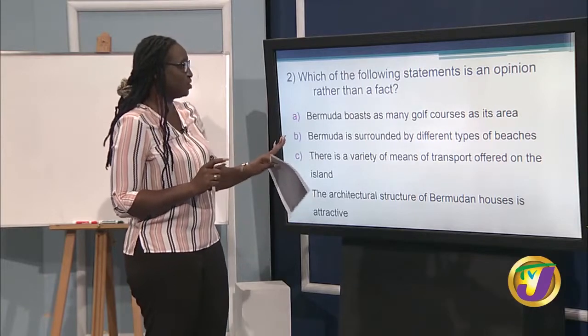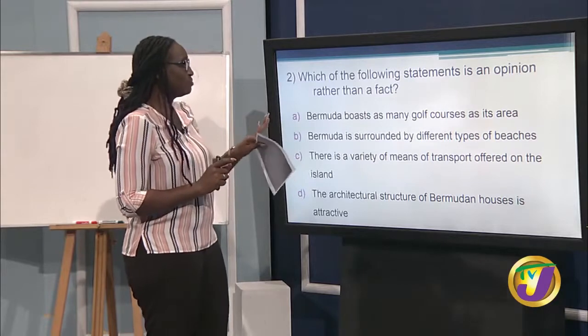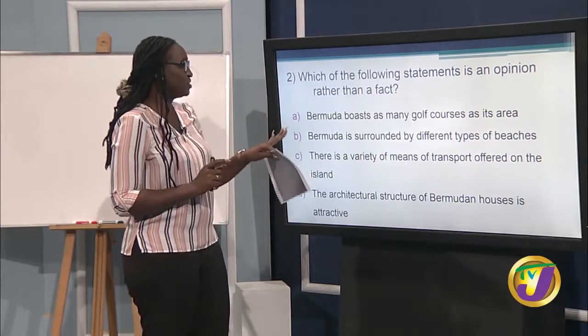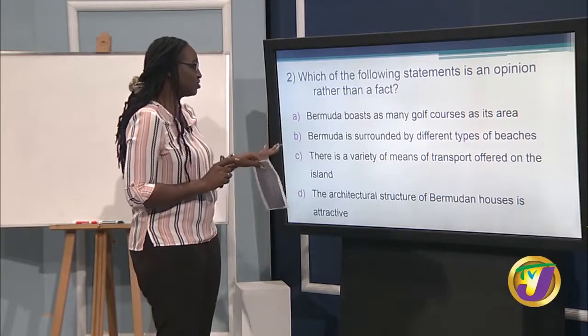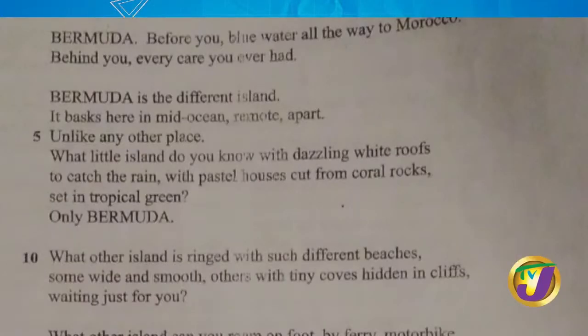Bermuda boasts as many golf courses as its area. Bermuda is surrounded by different types of beaches. There is a variety of means of transport offered on the island. The architectural structure of Bermuda houses is attractive. Which of those can't you check?